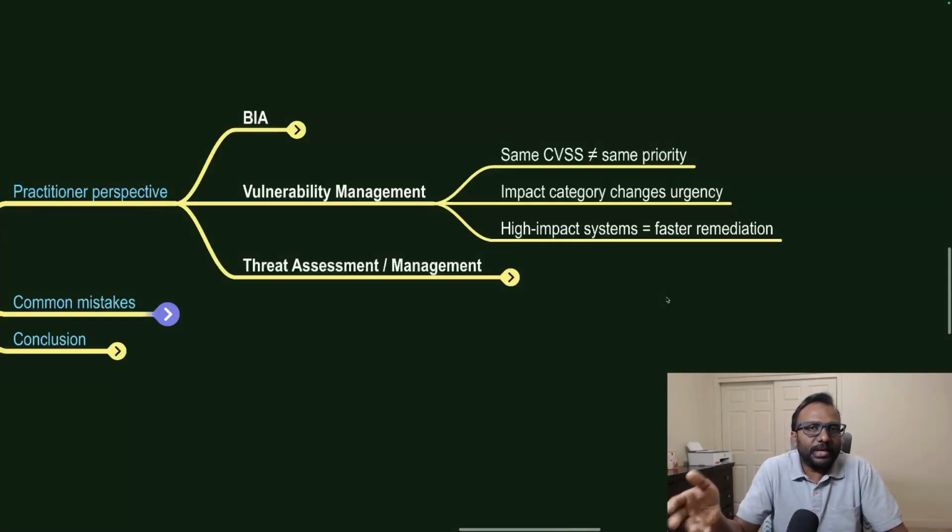We need not do emergency patching, or we can go through a standard process, or we can have some delay in that, because that system is having a very low impact level. That is where this security categorization helps us implement vulnerability management in a proper way.